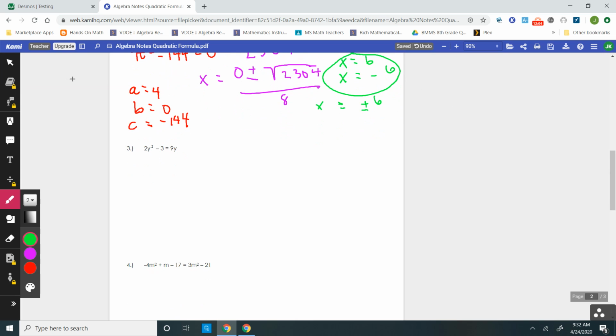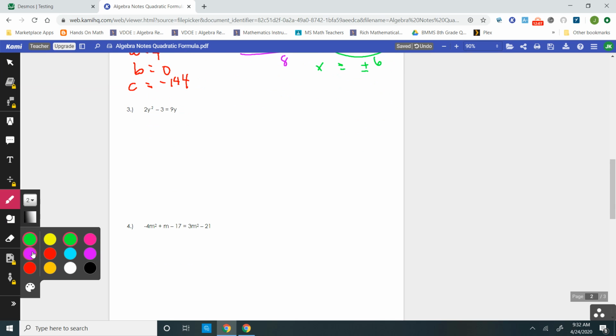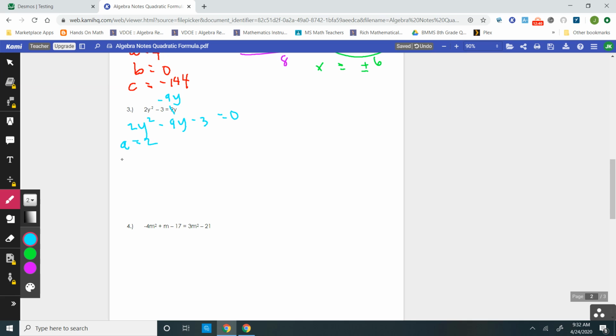And then for the next one here, remember, you want to make sure all your terms are on the same side first. So you should subtract the 9y first there. And then I'm going to write this in your regular trinomial form, the quadratics. So you have 2y squared, and then your regular y being x, so minus 9y minus 3 equals 0. And then you can figure out the a, b, and c. So your a here will be 2, and then your b will be the coefficient of your regular term, so negative 9, and then your c will be the negative 3.